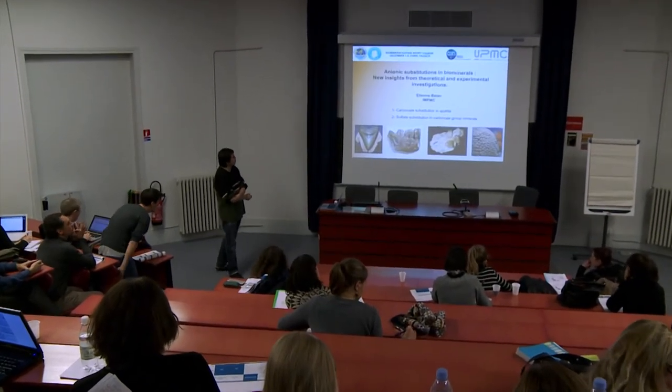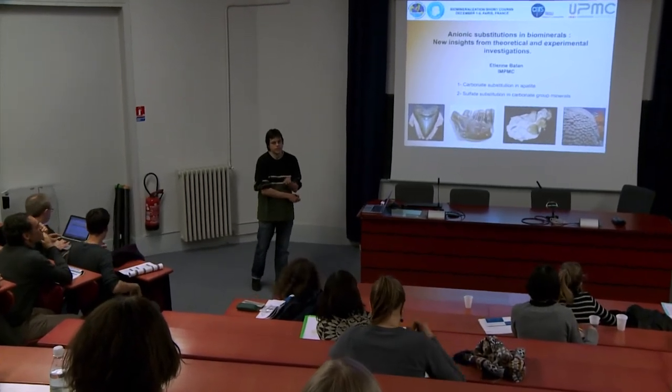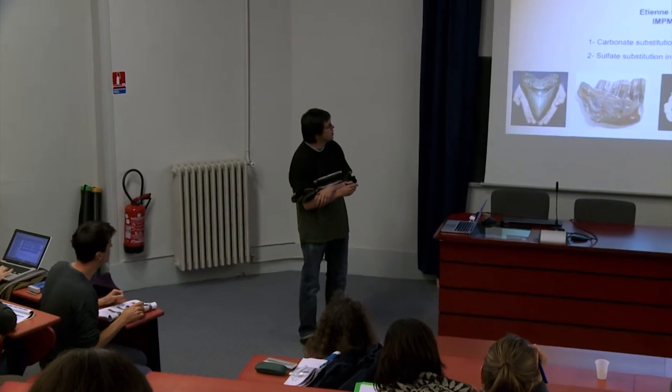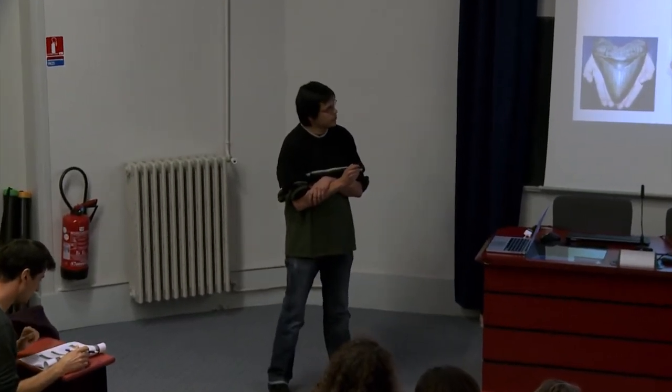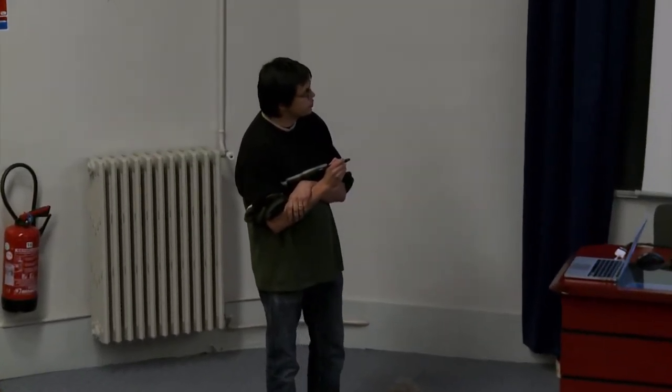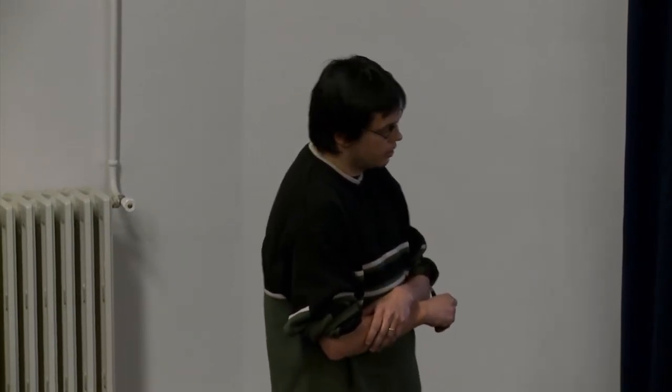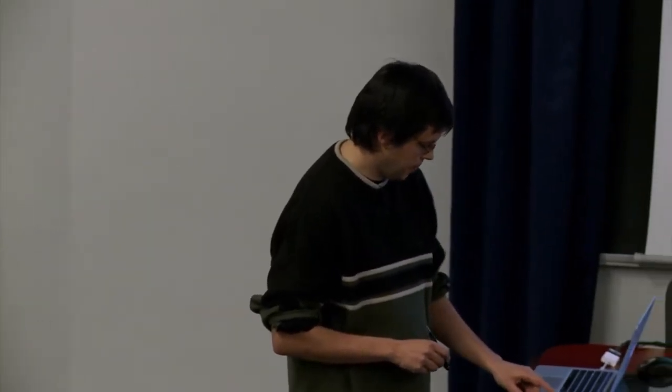Today I will try to show you how we can obtain some atomic scale detail on the mechanisms of anionic substitution in some minerals. My talk will mostly focus on the carbonate for phosphate substitution in apatite group minerals. I have also added some slides on the sulfate substitution in carbonate group minerals.